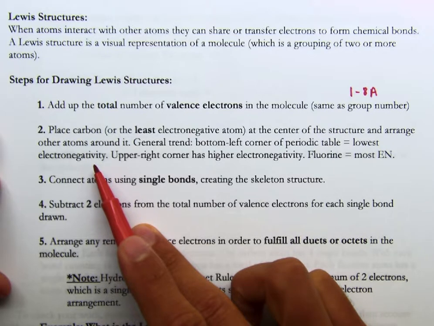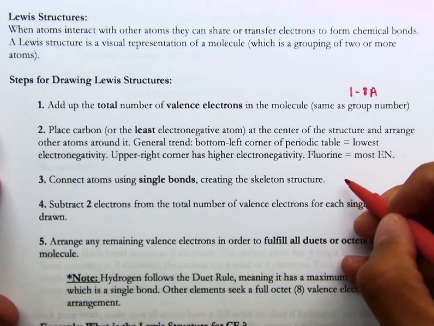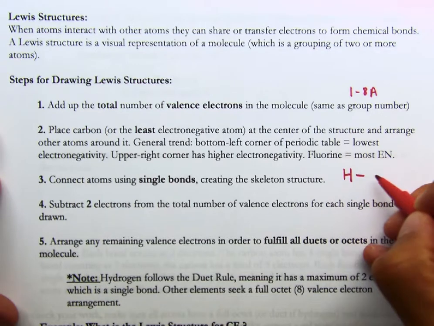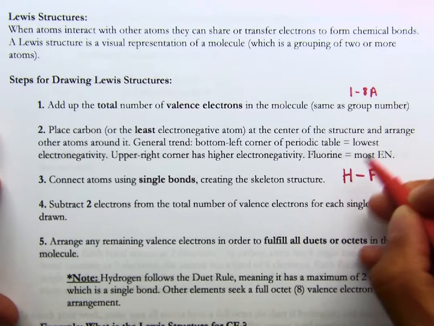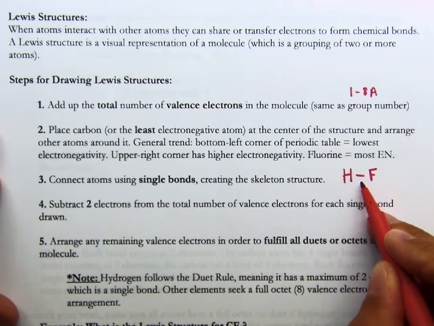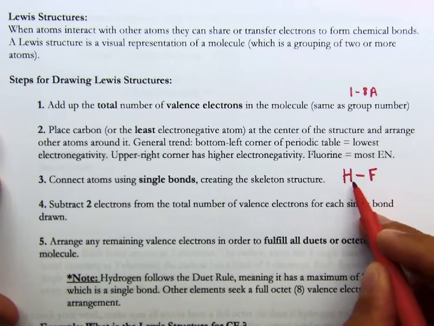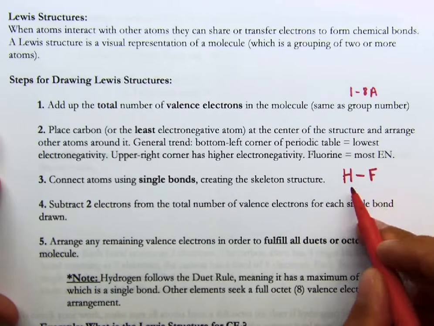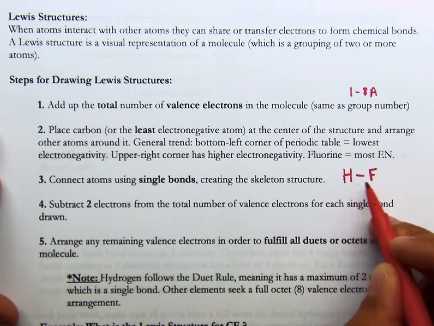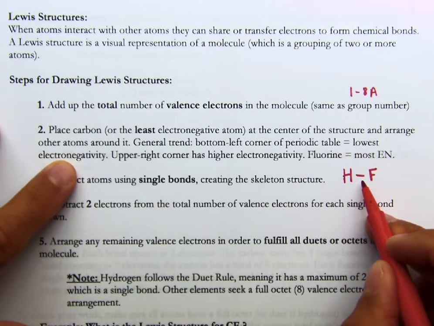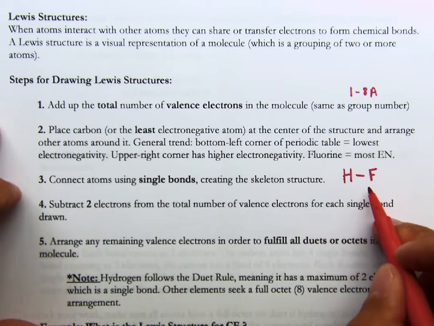If, for example, hydrogen was bonding with fluorine, this line represents two shared electrons. There are electrons in the space between these two atoms. This hydrogen is going to exert some pull on the electrons. This fluorine is also going to exert some pull on these shared electrons. Electronegativity is a measure of how strongly the atom pulls shared electrons towards itself. Fluorine is the most electronegative element, so the electrons will be pulled more towards the fluorine side.